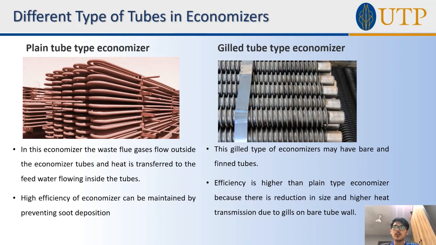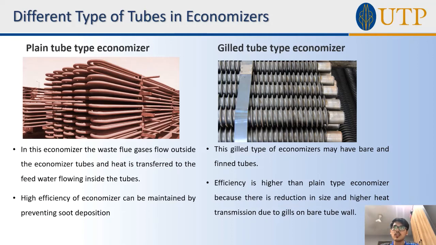Assalamualaikum and hi, my name is Muhammad Karadin and I will explain about different types of tubes in economizers. There are many types of tubes in economizers. One of them is the plain tube type economizer. In this type of tube, the waste flue gas flows outside the economizer tubes and heat is transferred to the feed water flowing inside the tubes. High efficiency of the economizer can be maintained by preventing soot deposition.